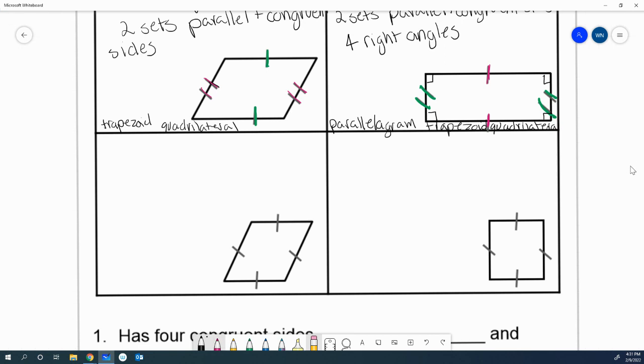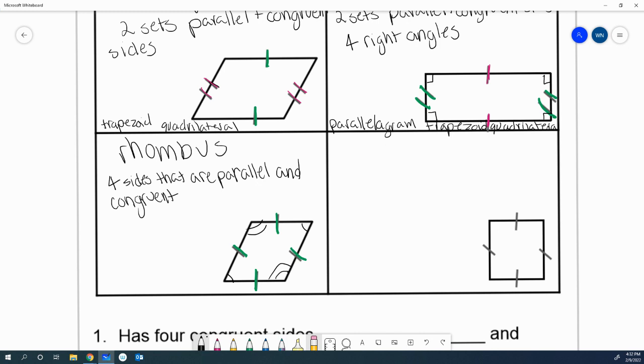All right, so as you can see down here, we have 1, 2, 3, 4 sides that are parallel and congruent. Not 2 sets, 4 sides that are parallel and congruent. Now, there are no right angles. These angles are the same size, and these angles are the same size. So no right angles, so it can't be a rectangle. This is a rhombus.